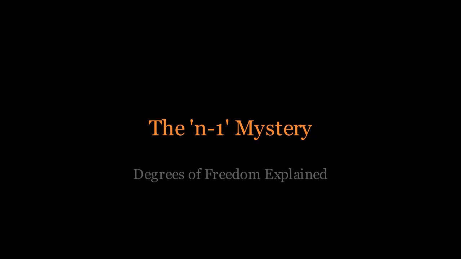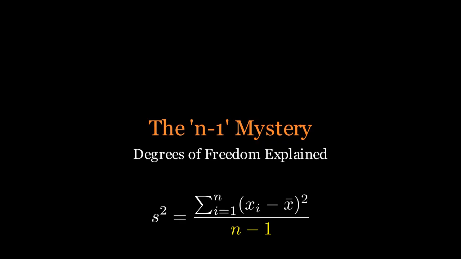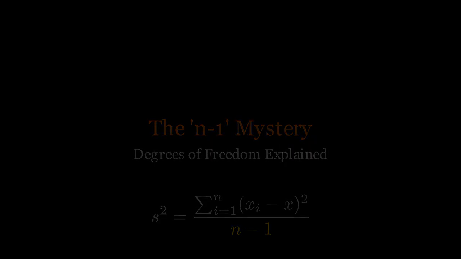Welcome to one of the most persistent mysteries in statistics, the n-1 dilemma. If you've ever calculated a sample variance or standard deviation, you've seen it. Instead of dividing by the total number of data points, n, we divide by n-1. This adjustment is known as Bessel's correction. But why? Why do we lose a degree of freedom? Today, we will solve the n-1 mystery through intuition, algebra, and geometry.